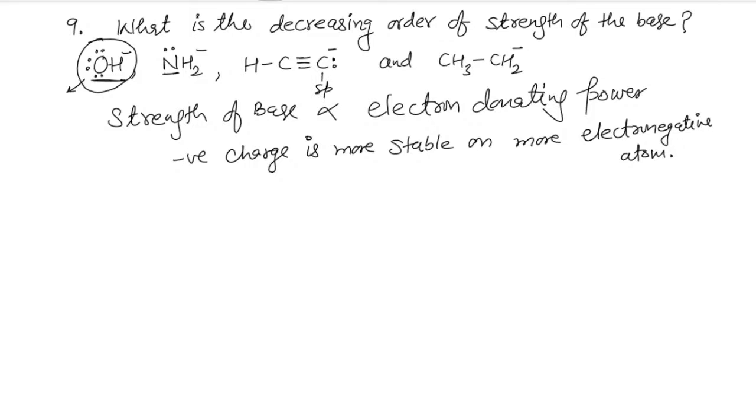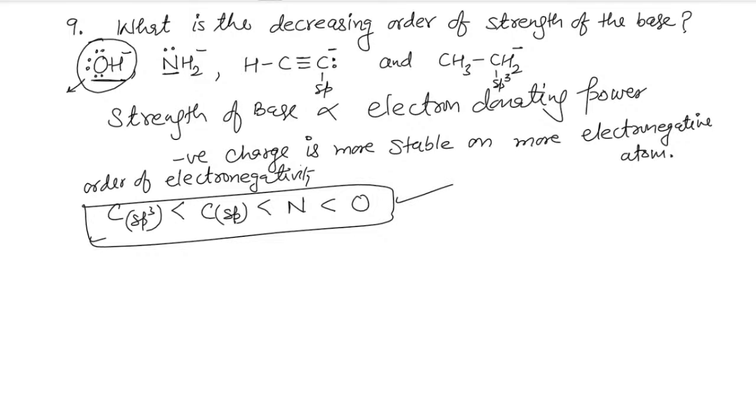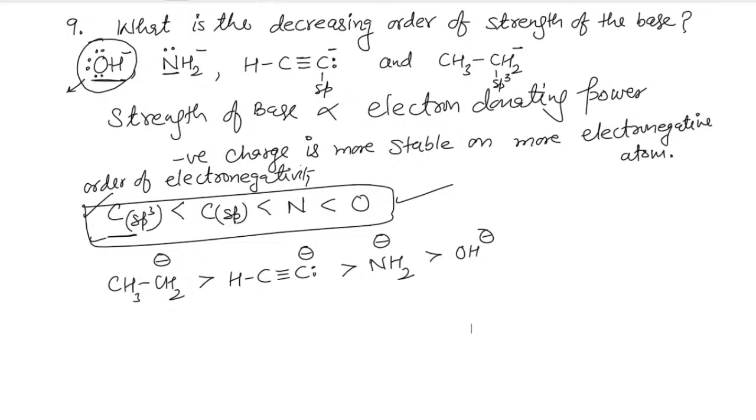Here carbon is sp hybridized, here carbon is sp3 hybridized. So sp3 hybridized carbon is least electronegative. First I write the order of electronegativity. Then sp hybridized carbon, then nitrogen, and then oxygen. This is the order. Okay, so sp3 hybridized carbon is least electronegative, so it can donate effectively. So CH3CH2 negative is most basic, then ethynide, then NH2 negative, and then OH negative. Amide, then hydroxide. Okay.